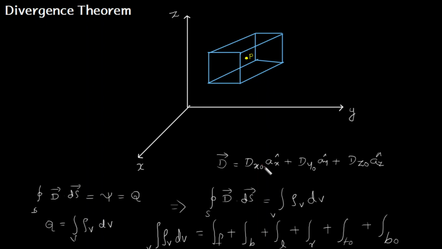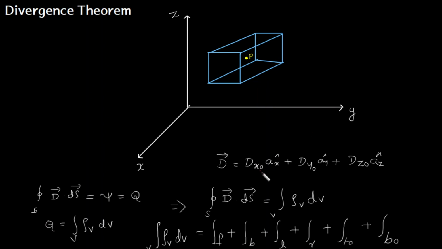I hope this is very clear. So if I want to mathematically find the total divergence, then I should be able to mathematically calculate D dot dS of the front surface, back surface, and all other surfaces individually and add them together, so that I'll get the total D dot dS over the total closed surface, the entire surface of this cuboid.